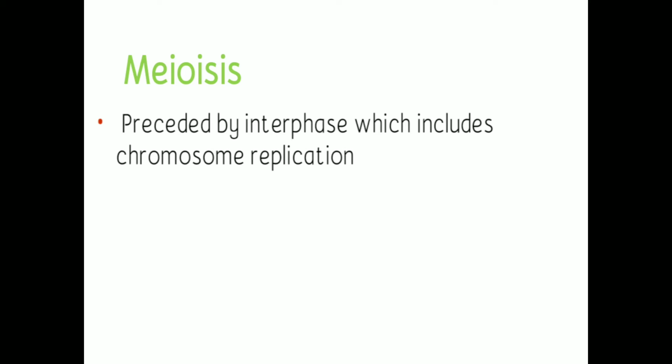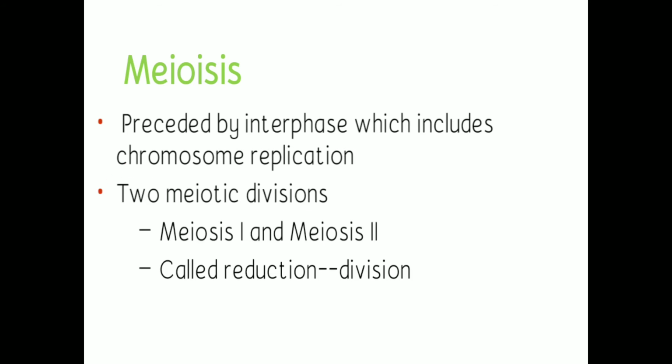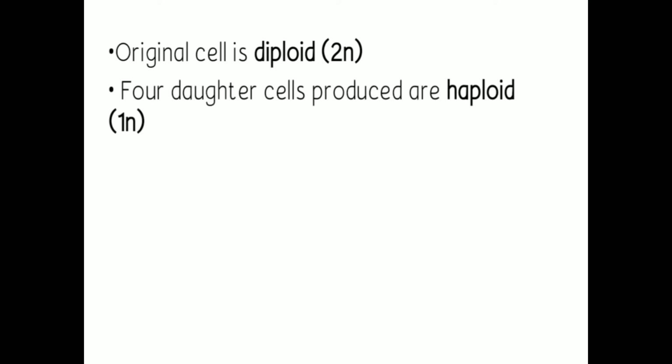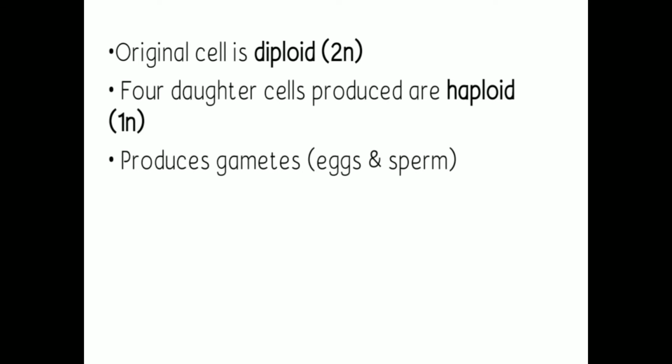Meiosis is preceded by interphase, which includes chromosome replication. It consists of two meiotic divisions, namely meiosis 1 and meiosis 2. Meiosis is also called the reductional cell division. The original cell of meiosis is diploid or 2N, and at the end of meiosis 2, four daughter cells are produced that are haploid or 1N. It also produces gametes such as the egg and sperm cell.